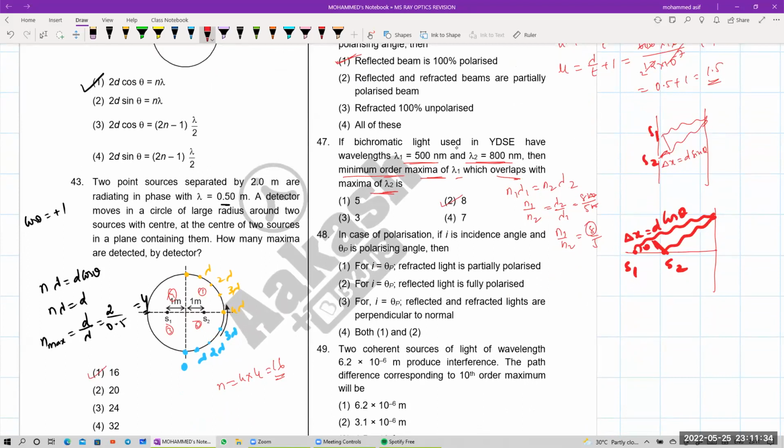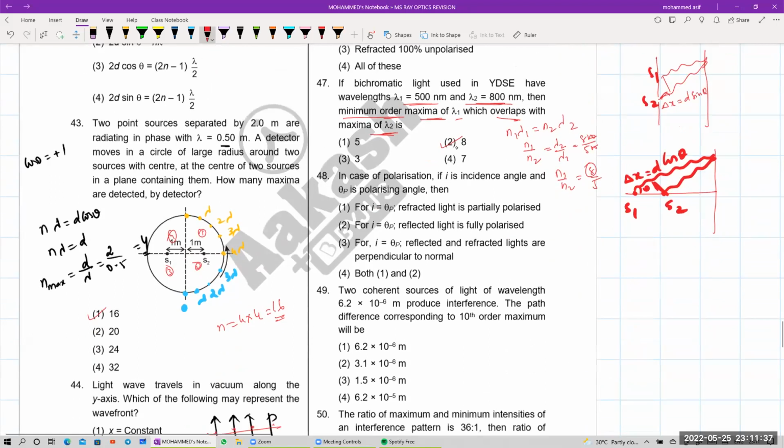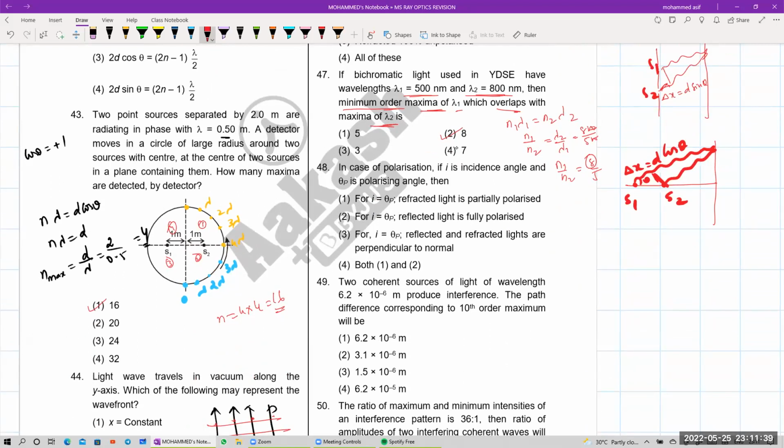ठीक है? Next one. In case of polarization, if I is the incident angle and theta p is the polarizing angle, incident angle is I and polarizing angle is represented by theta p, then polarization के लिए condition क्या होना चाहिए बेटा? Obviously angle of incidence must be equal to polarizing angle. Direct question है, isn't it? So I must be equal to theta p.